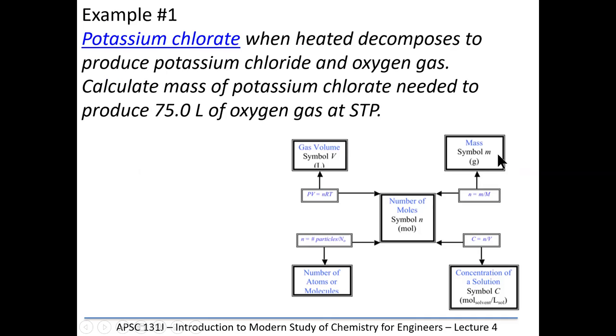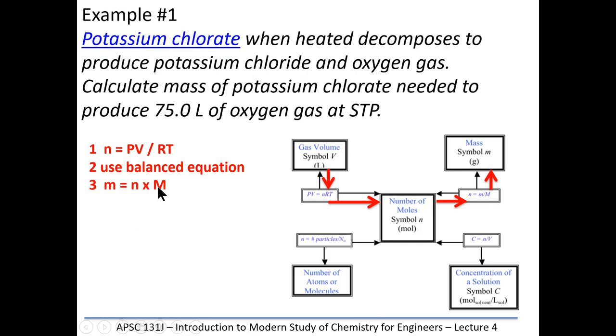The starting point is 75 liters at STP, and then you're asked to calculate the mass. So we can't go directly from volume to mass. We have to go through the mole. So the first step is going to be to find the number of moles of the oxygen gas, and then we're going to use the balanced equation to figure out the number of moles of potassium chlorate needed. And then the last step, we're going to find the mass of potassium chlorate required to produce that volume of gas. Okay, so three steps. So first step, solve for the number of moles, then use the balanced equation, and then use the number of moles and the molar mass of potassium chlorate to figure out the mass. So those are the three steps we're going to take.